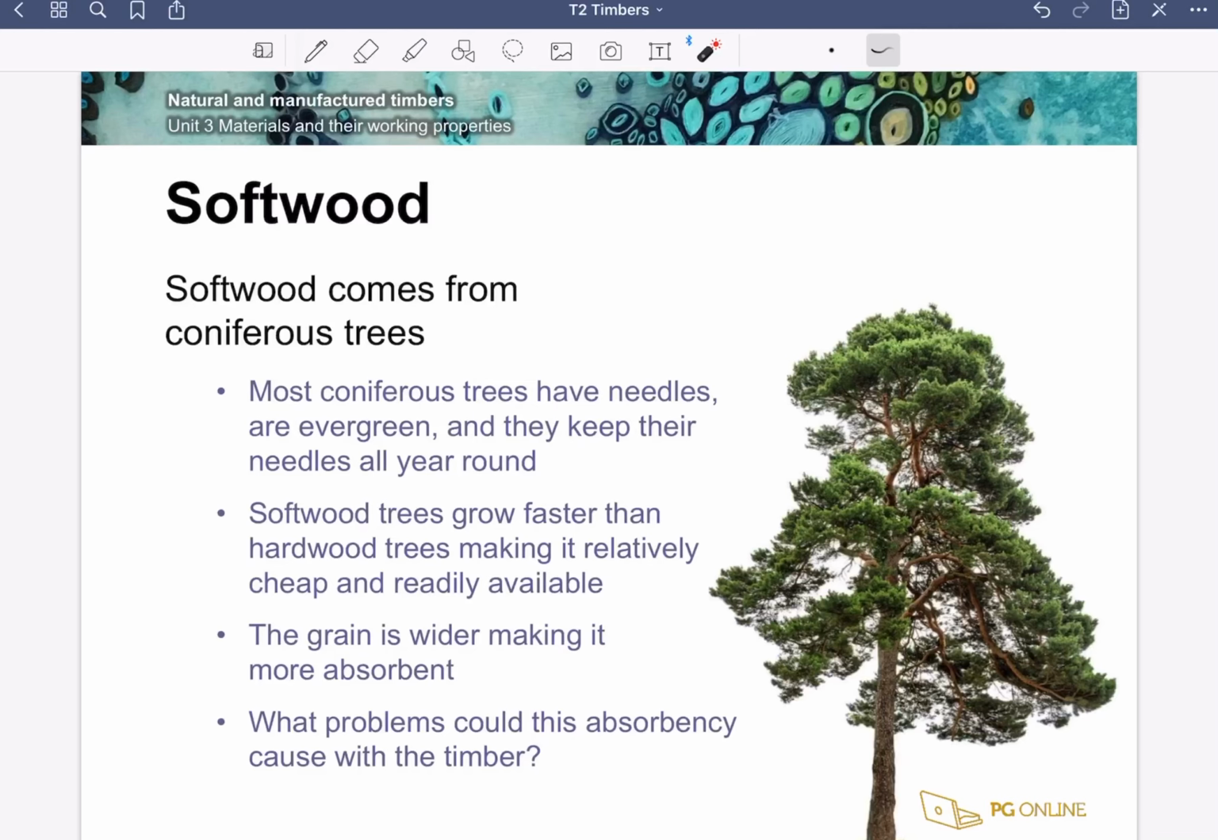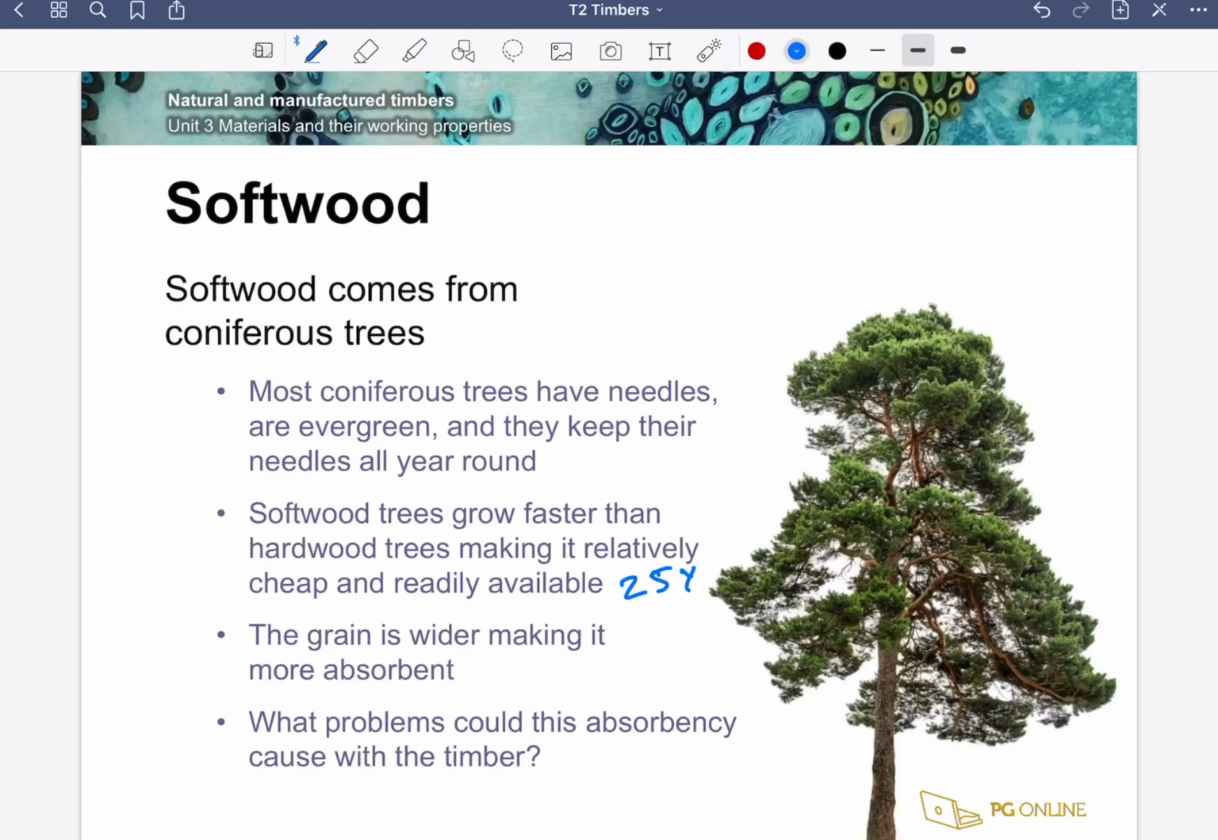Softwood trees grow faster than hardwood trees. We've come across this concept before. It's nothing new to us. They grow at around about a rate of 25 years to full maturity. And when they do grow to full maturity, we have an excellent resource at that point.